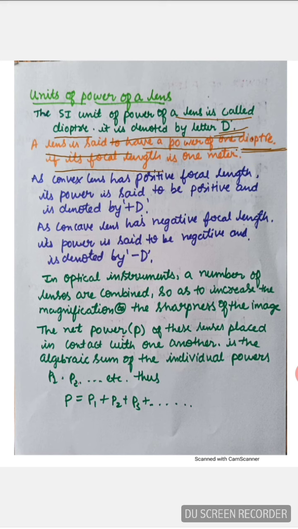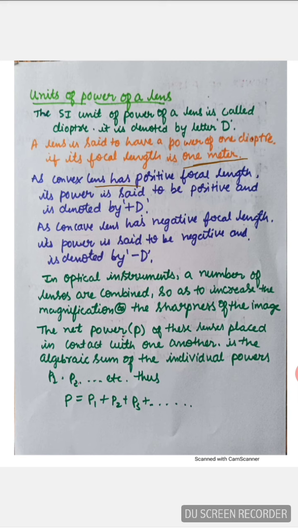Hope you have understood. That is, we know P is equal to 1 by F, right? So P is equal to 1 by F. If focal length is 1 meter, then power will be 1 by 1, that is 1 meter inverse. Meter inverse is nothing but diopter. So 1 diopter. So we call power of lens as 1 diopter if its focal length is 1 meter.